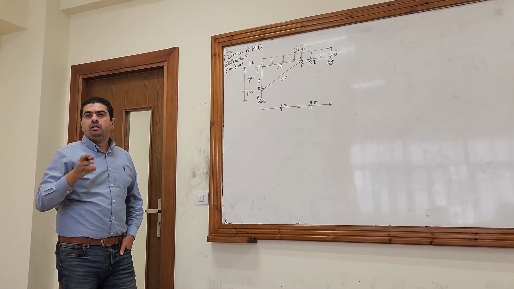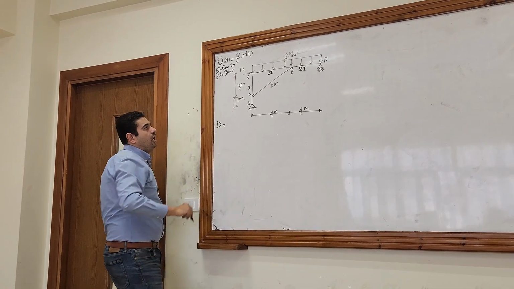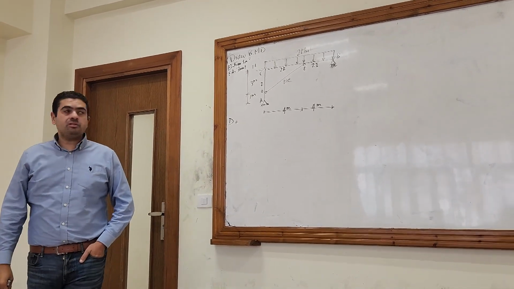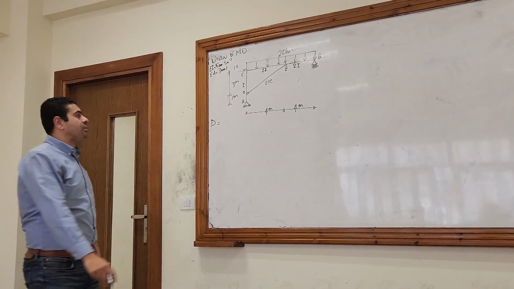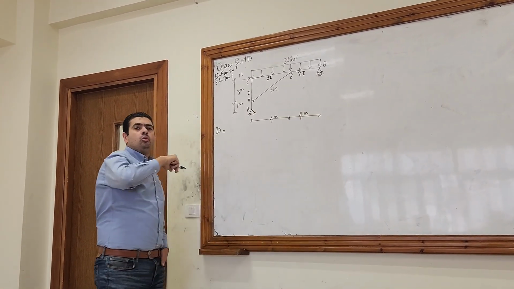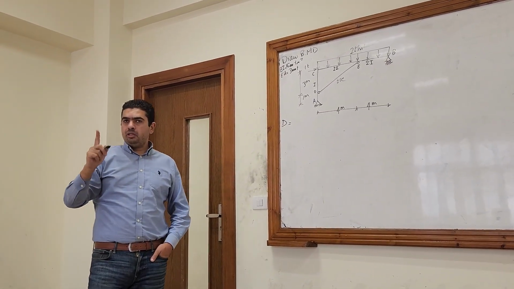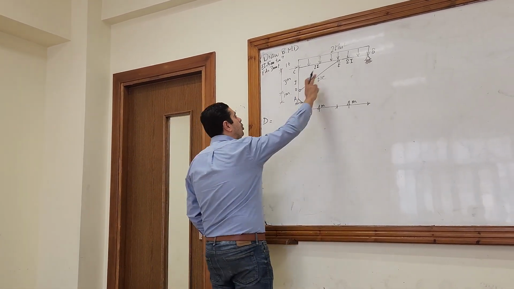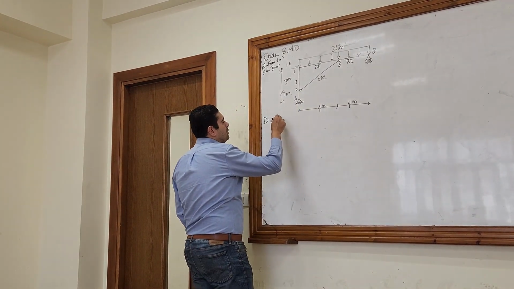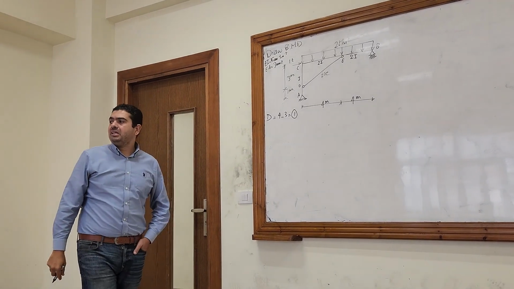Calculate the degree of indeterminacy. What's the degree of indeterminacy? How many redundants and how many equations? How many redundants do I have now? I have 2, 1, 2, 3, and you know that any tie has 1 redundant. So I have 4 unknowns here, minus 3 equations, so it's 1 statically indeterminate.